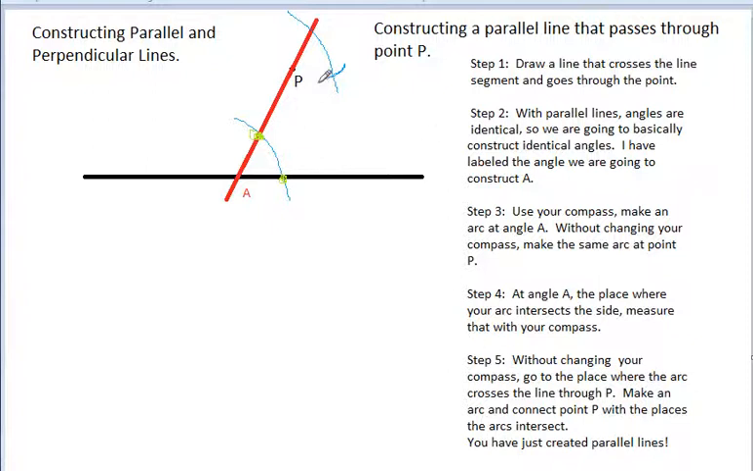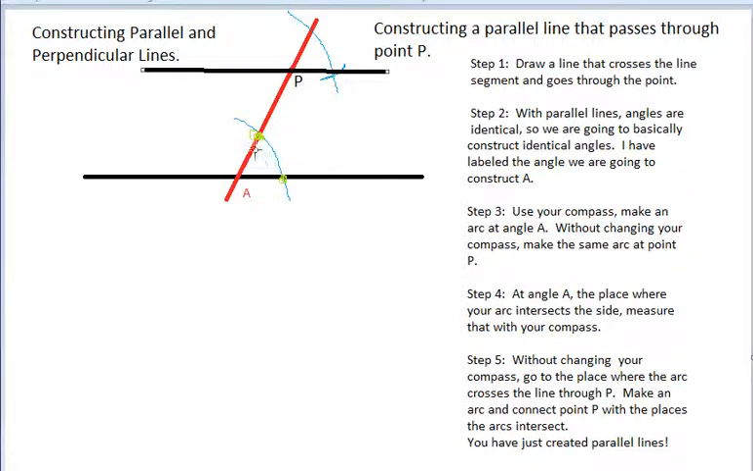Then, I'm going to do step 5. I'm going to take a straight edge and connect point P with the place where those arcs intersect. So if I were to have a straight edge and if I were to have used a correct compass, those arcs would have intersected at the spot where I have a perfectly straight line. So I'm going to go through point P and where those arcs intersect.